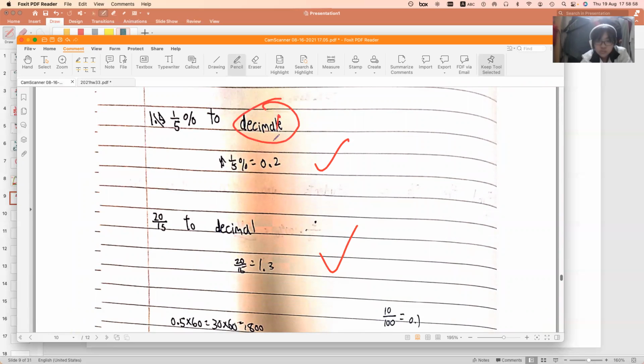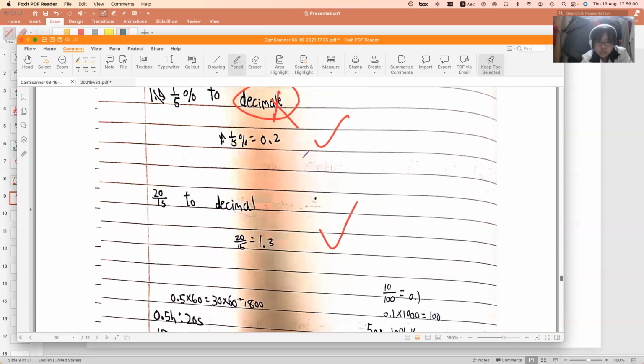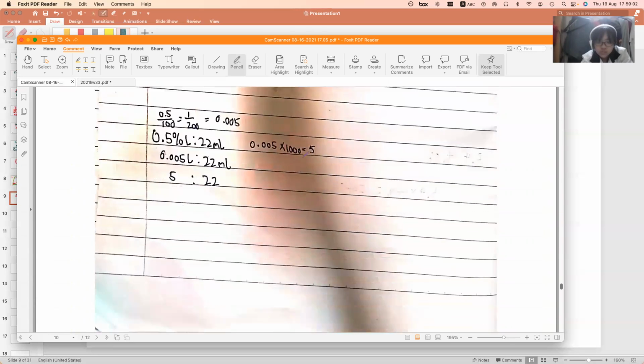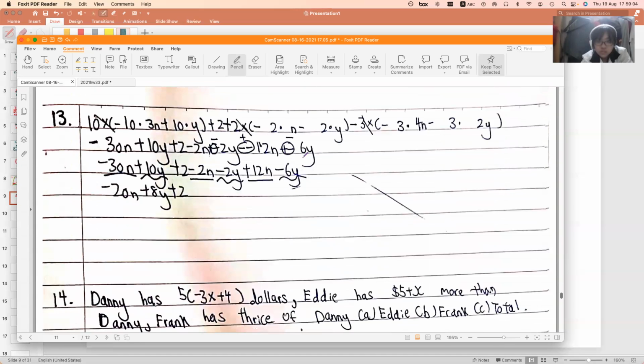Once again, decimal. Total rubbish. The rest is okay. I look at it already. This one, go in, yes. Go in, yes.